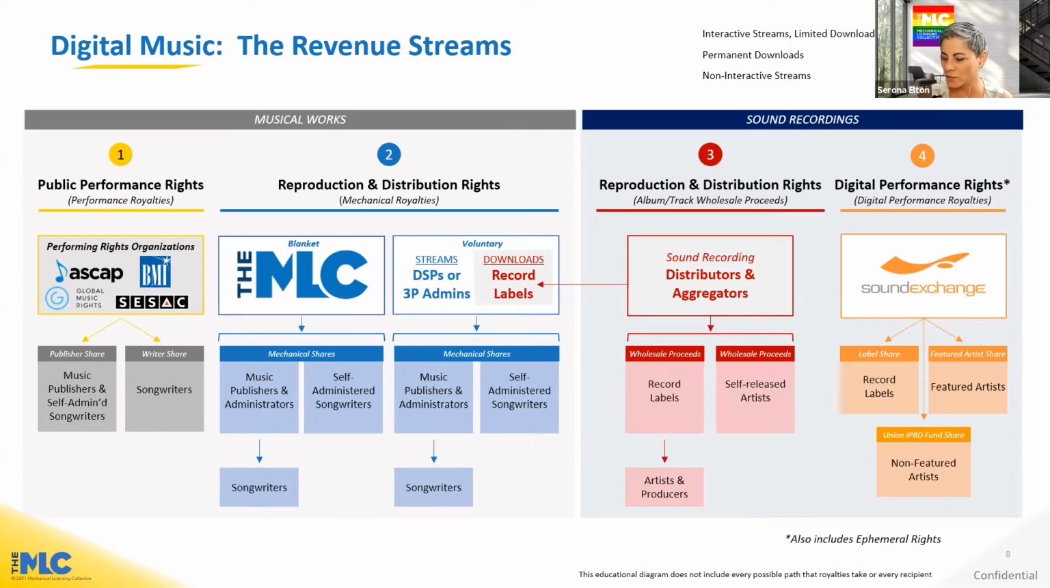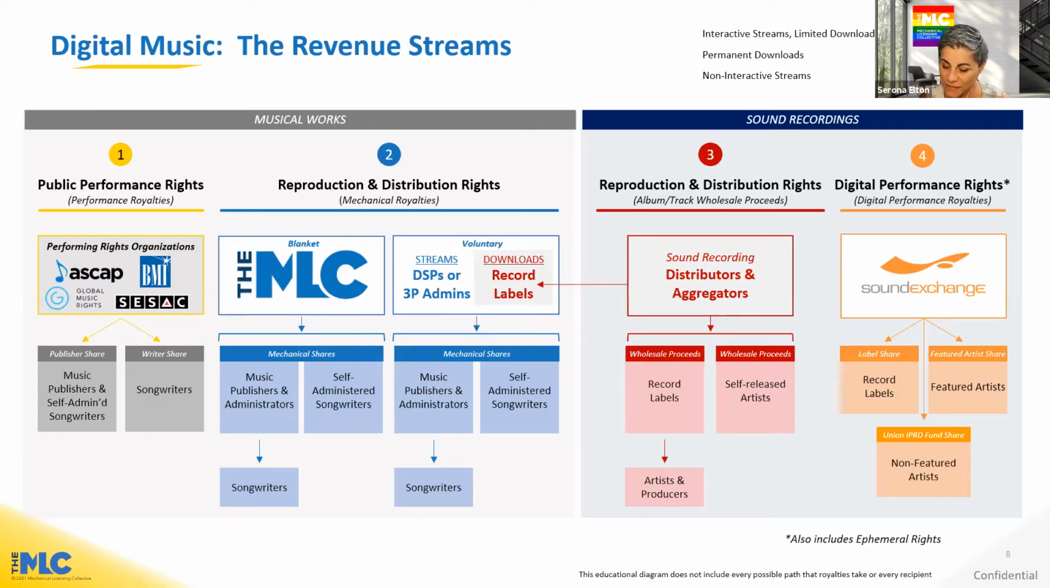What you have are those different kinds of digital uses I described a little while ago: interactive streams, limited downloads, permanent downloads, non-interactive streams. Depending on which of those we're talking about, there are either 2 or 3 royalty streams coming from that type of use, and which ones they are corresponds to the numbers and the colors. If we're talking interactive streams and limited downloads, like Spotify, there are 3 different revenue flows coming from Spotify. 1, 2, and 3. So let's see what those are.